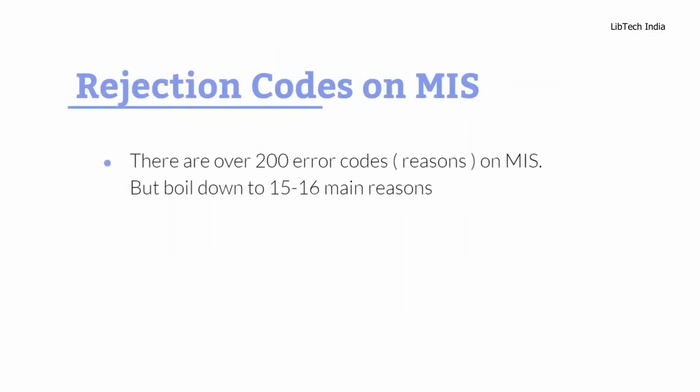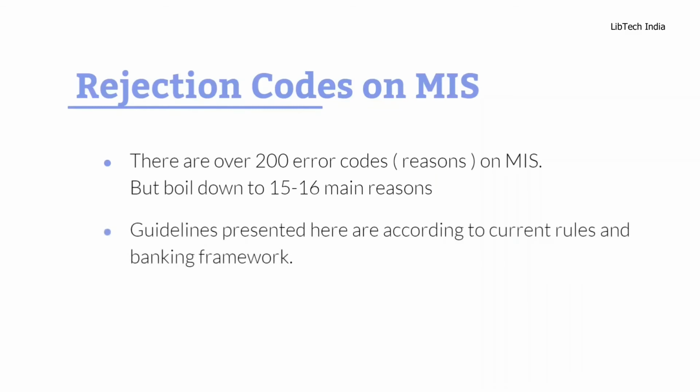On the MIS, there are 200 or so error codes or rejection reasons. However, they basically boil down to 15 or 16 reasons for rejection. We will be discussing these rejection reasons in the context of current banking rules and norms. There could always be a significant policy change which can make life easier for workers.